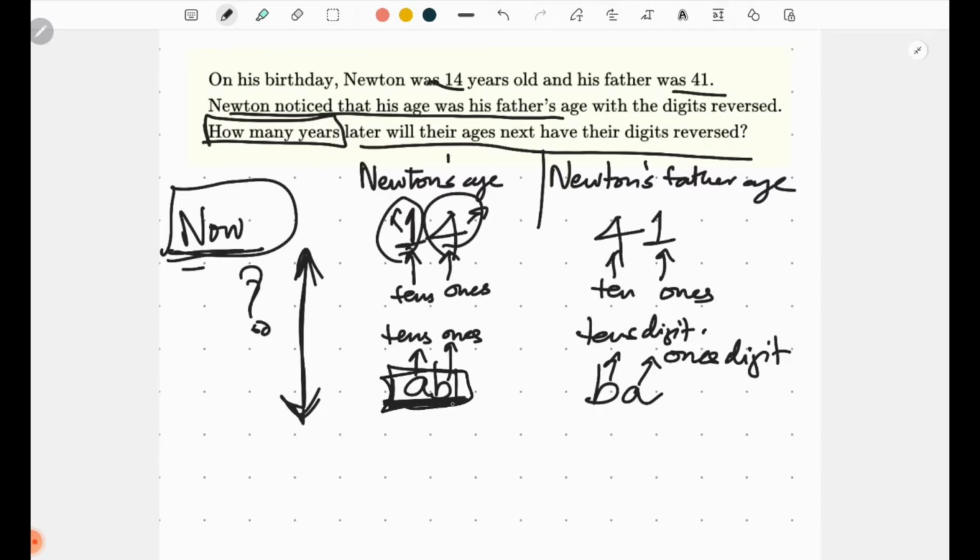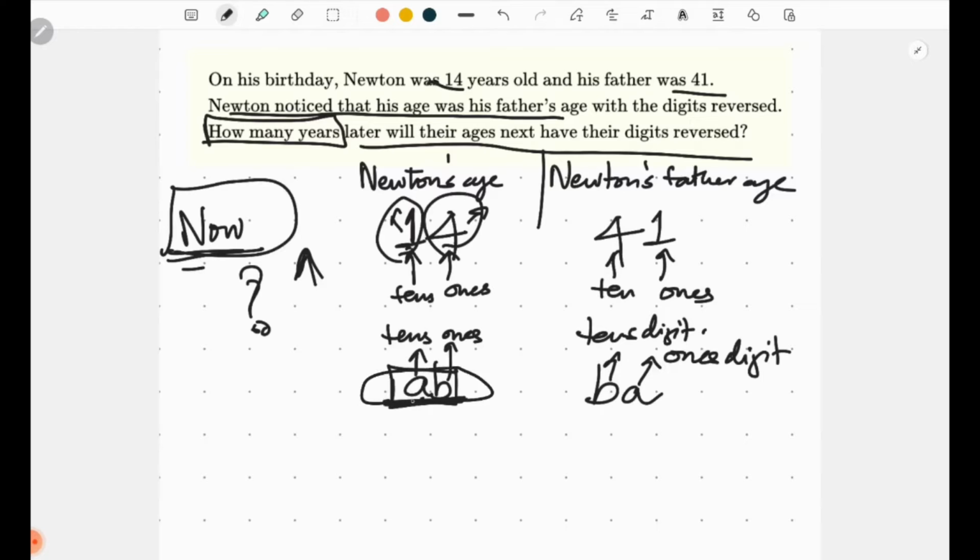But this is not a number, right? We have just denoted it using letters. A is a digit here, B is a digit. AB is not the number. What is the value of the number? That is obtained using expansion, right? So how many tens and how many ones? That's how you expand the number.